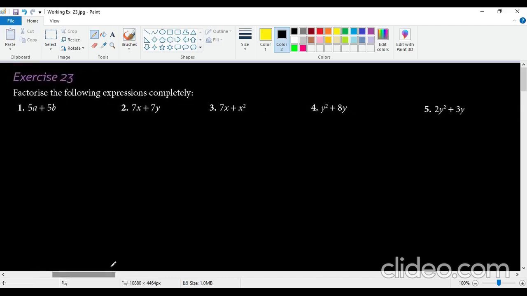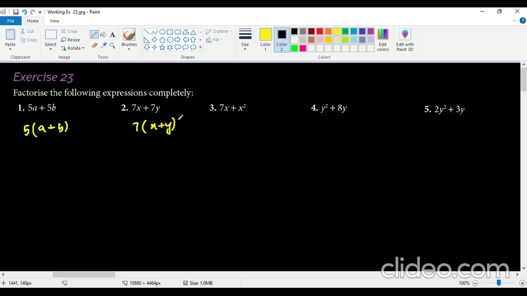As you can see in question number 1, you can see 5 on both terms. So I will take away 5 and keep outside, and in the bracket I will write a plus b. That means 5 and a plus b when multiplied together gives you 5a plus 5b. And the second question, 7 is common in both of them, so I'll keep 7 outside and x plus y in the bracket.